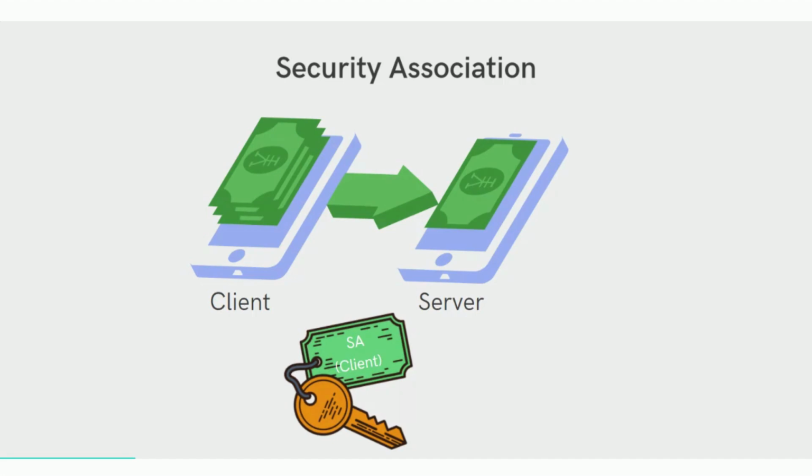So, if we go for a security association, whenever we need to send something to a server, a client needs to have a security association with the server. That means to say that it needs to have a key that can help the client to connect with the server. So let us understand what is there in the security association of a client.